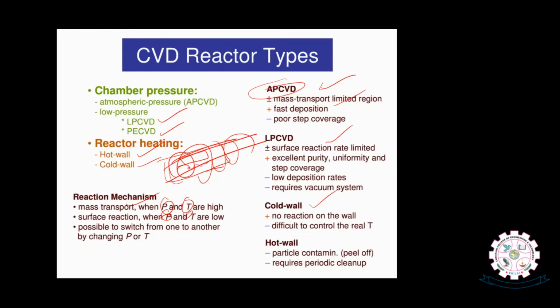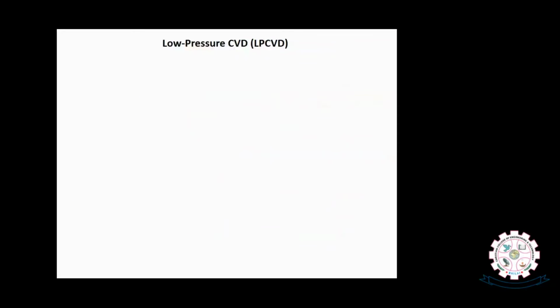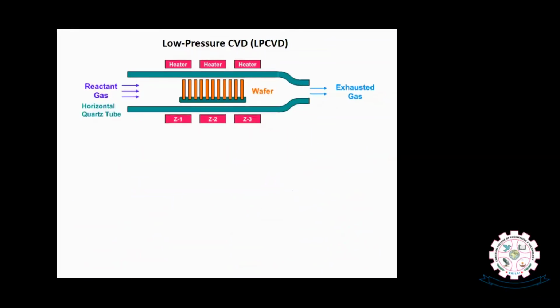If you have a cold wall, no reaction on the wall will occur, but it is difficult to control the real temperature inside. That is also a problem. If you have a hot wall, you will have a lot of contamination on the surface itself, so you need to clean the substrate continuously. So in the case of low pressure CVD, as I told you, the heating is important.